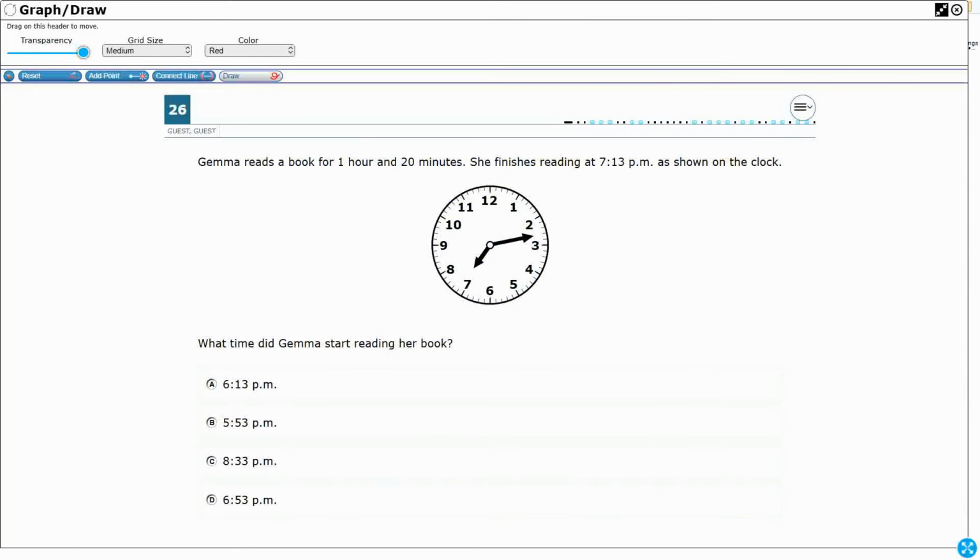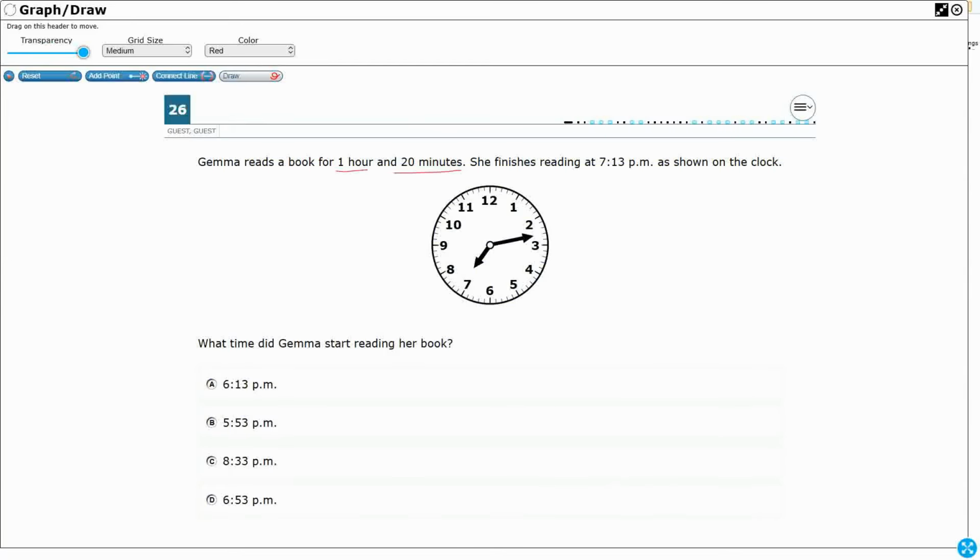And we've got this time on the clock. So Emma reads for 1 hour, 20 minutes, and she finishes at 7:13 as shown on the clock. All right, so this is 7:13. So what time did she start? All right, so this is her ending time.